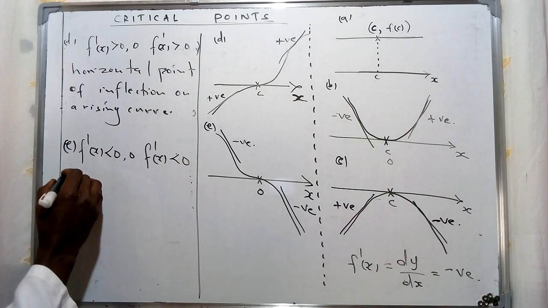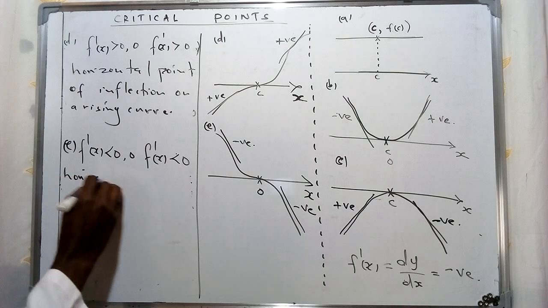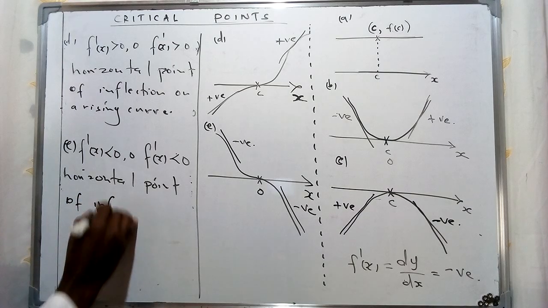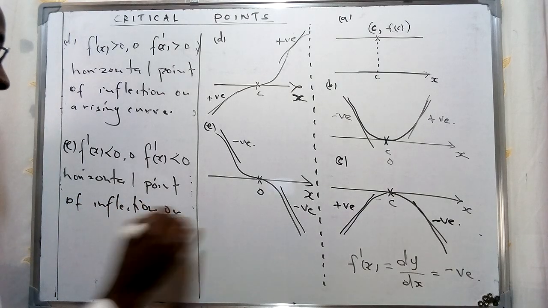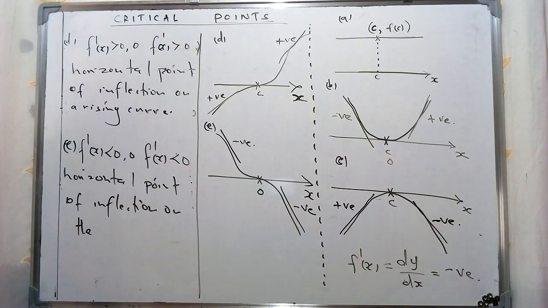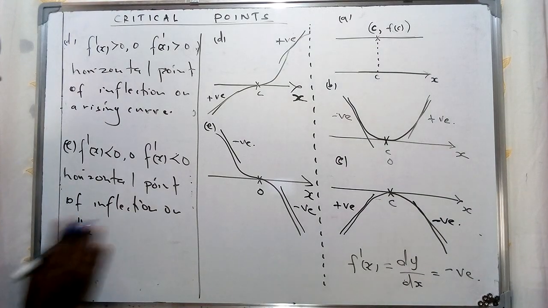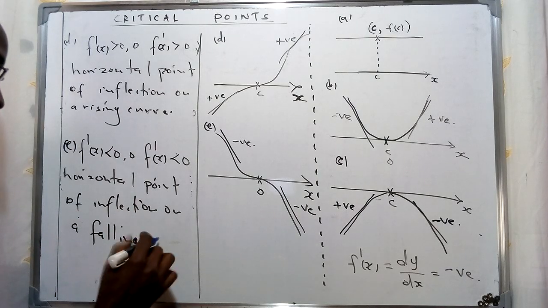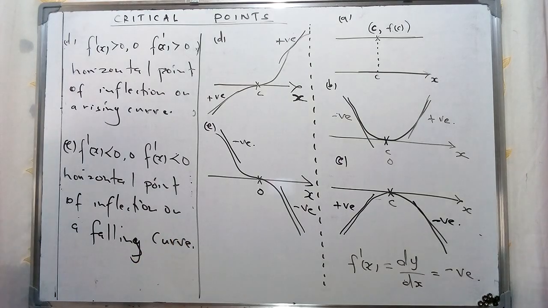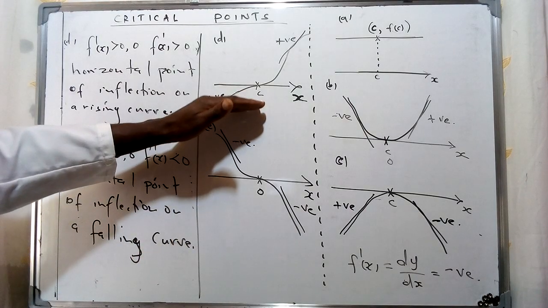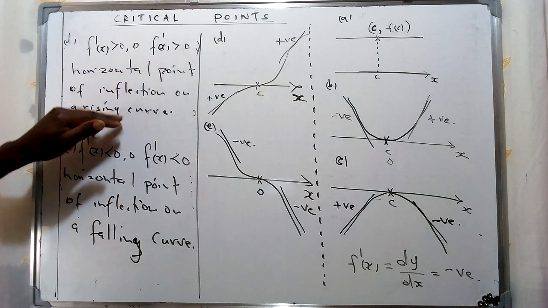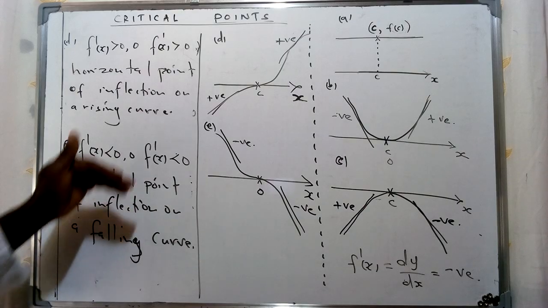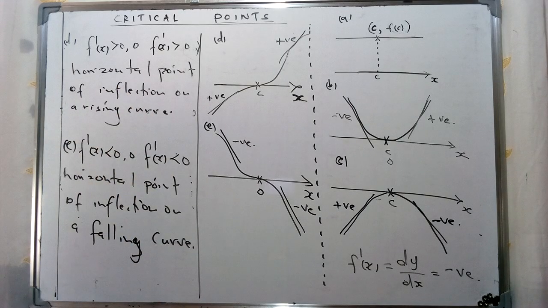So this is going to give us what we refer to as a horizontal point of inflection on the decreasing curve, or on a falling curve. So kindly take note of the wording which we have been using in this particular case. For the first case, it's going to have a horizontal point of inflection on a rising curve along the x-axis, and for the second case, we're going to have a horizontal point of inflection on a falling curve.